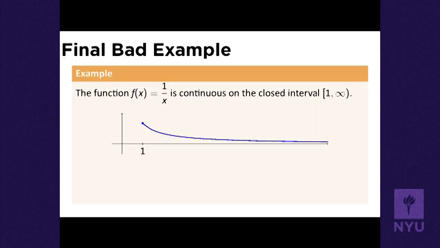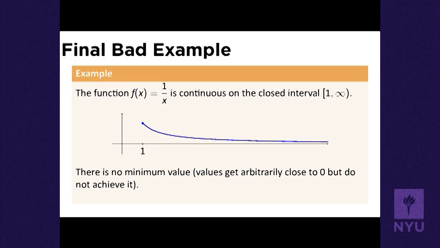What would you like to say the minimum value is? You'd like to say it's 0. Okay, in fact, 0 is the greatest lower bound of all the function values. 0 is less than or equal to all function values, and nothing which is greater than 0 is less than or equal to all the function values. But 0 is not a function value. There's no x for which f of x equals 0. And so 0 cannot be the minimum value. Function values get arbitrarily close to 0, above 0, but it does not achieve the value 0.